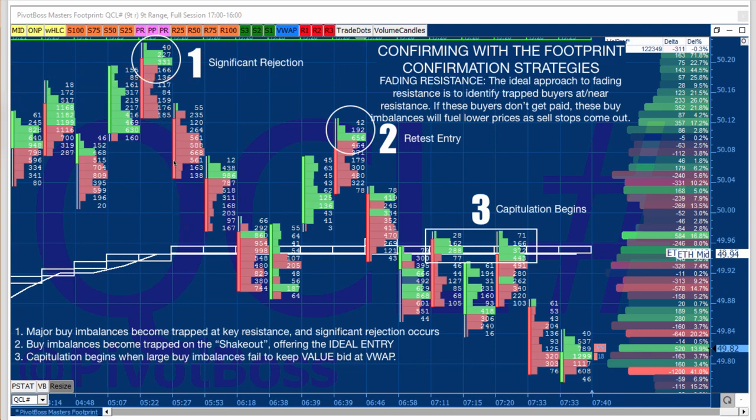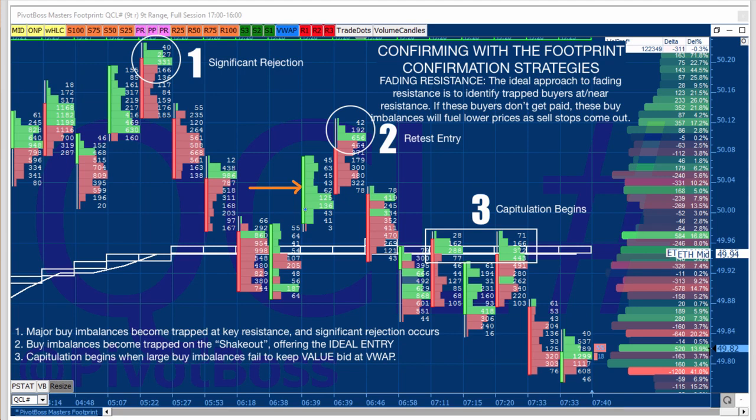The other thing that you can look for to confirm that this thing is weak is look at this right here. More buy imbalances come in, a huge 1,500 contract buy imbalance, and the thing drops some more. That's very, very bearish. Now on this rotation up, right? Look at this. Look at all those buy imbalances.